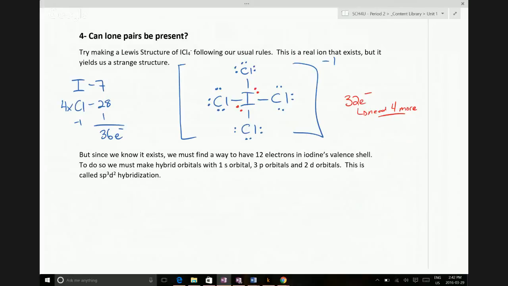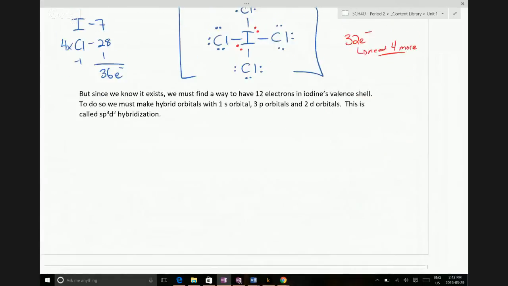But when we do that, we see that iodine has 12 electrons. Well, this is possible because iodine can have an expanded octet. So again, to do that, we have to have 12 orbitals in iodine's valence shell. And how that works is an sp3d2 hybrid orbital.